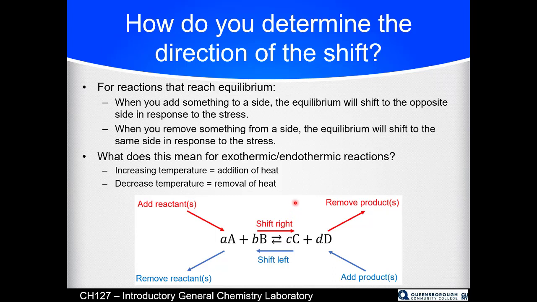And then the others would be opposite. If you increase the temperature for an endothermic reaction, which way should it shift? If you decrease the temperature for an endothermic reaction, which way should it shift? Well, this is one of the things we'll explore in part 3 of the lab this week, changing the temperature. In the other two parts, part 1 and part 2, we'll add or remove reactants or products.